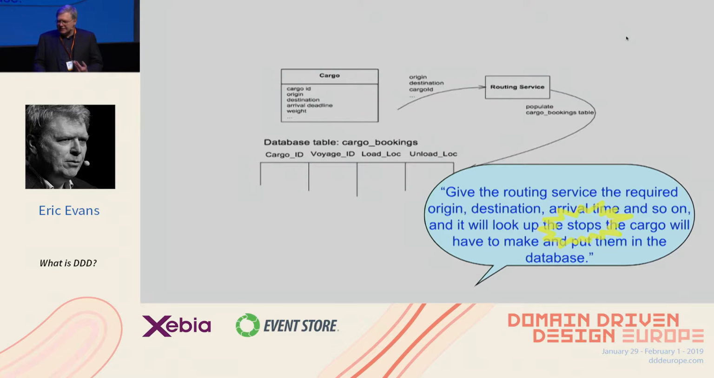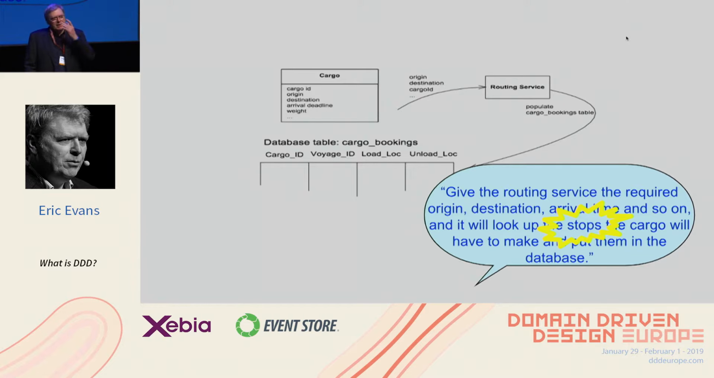So I said, give the routing service an origin and a destination arrival time. And if you look at the diagram, you will see that, in fact, that's exactly what happens, taking this diagram to be an accurate representation of the software. So far so good. And then I say that the routing service will look up the stops the cargo will have to make.